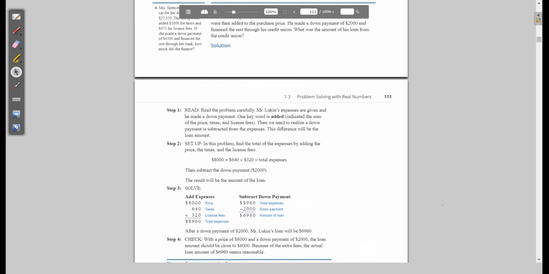Oh, this one looked kind of long, huh? Let me see. Maybe not. Okay, so from the top: Mr. Lucan bought a used car for $8,000. Taxes of $640 and a license fee of $320 were added to the purchase price. He made a down payment of $2,000 and financed the rest through a credit union. What was the amount of his loan from this credit union?